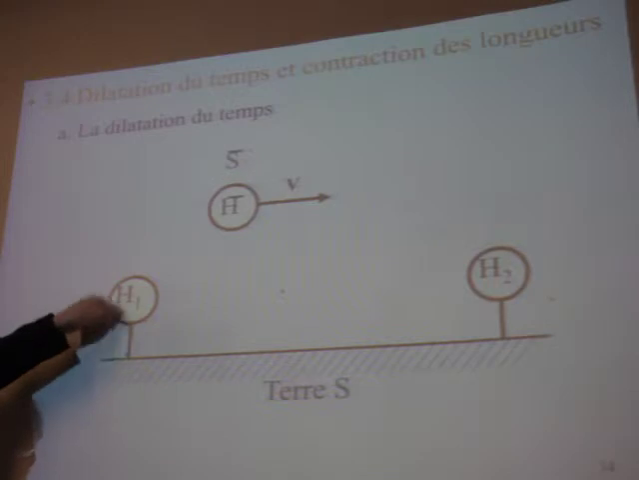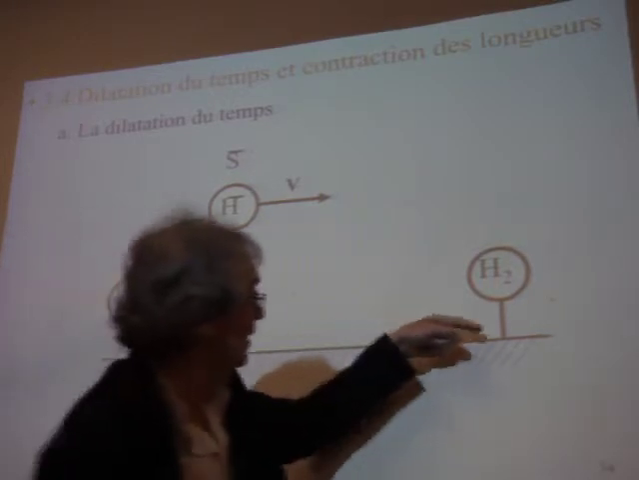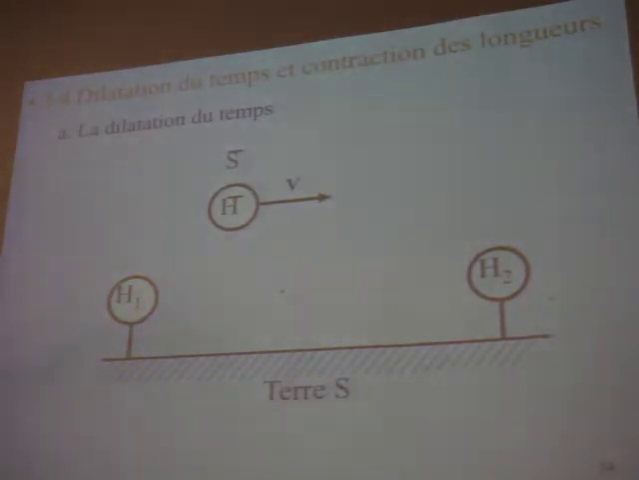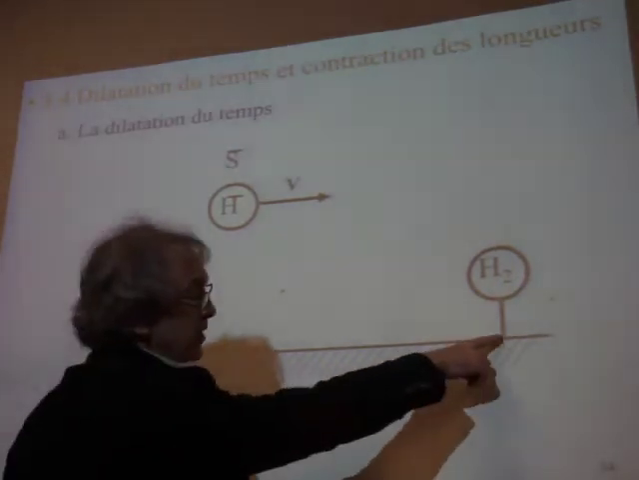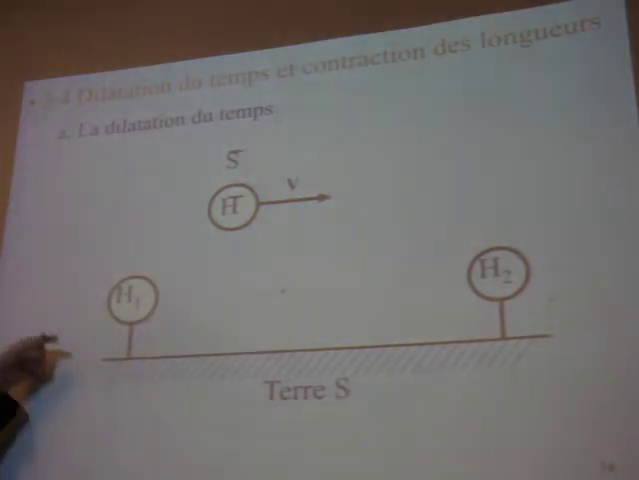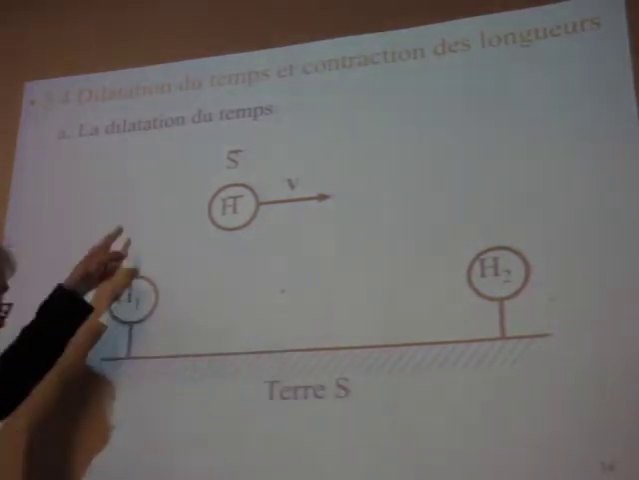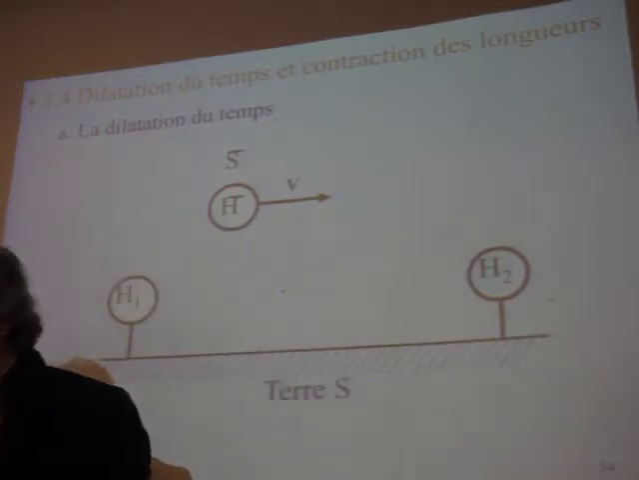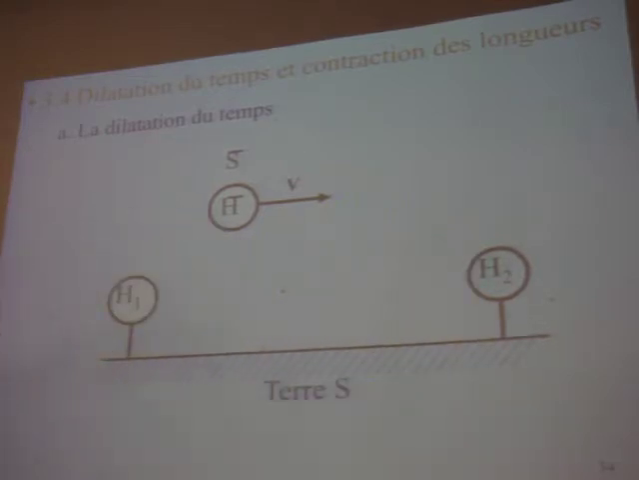Well, this observer would send a beam of light here. There is a mirror, it comes back. 2 seconds, so you say, well, you are located 1 second light away from me. So when you receive my flash, I indicate 0, but when you receive it, you indicate 1, because it takes 1 second. So we know how to synchronize the clocks.